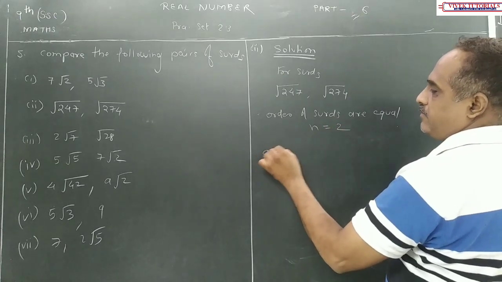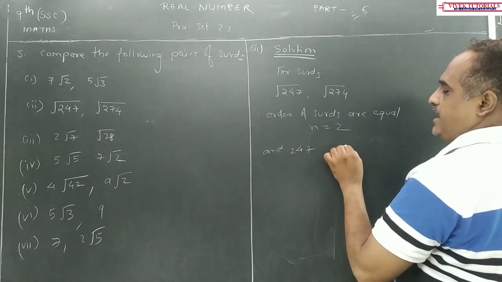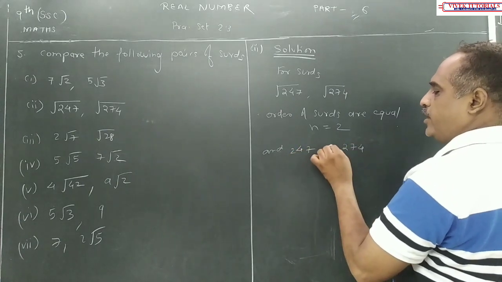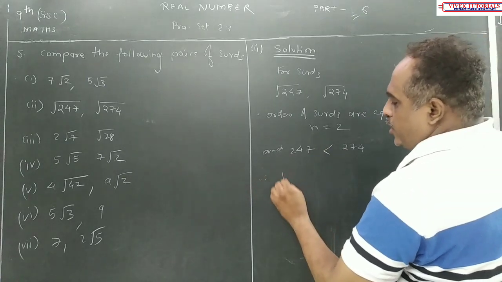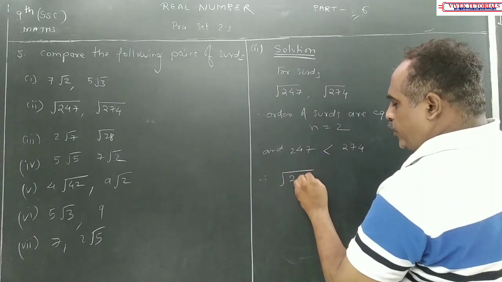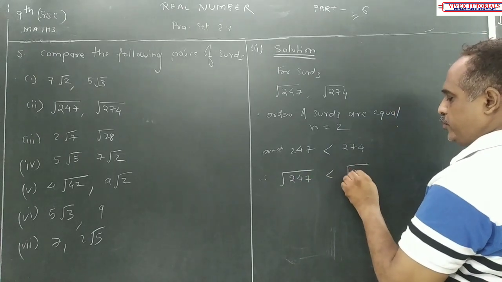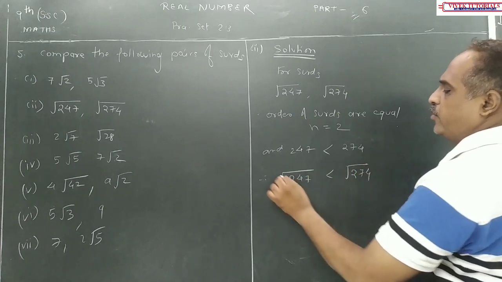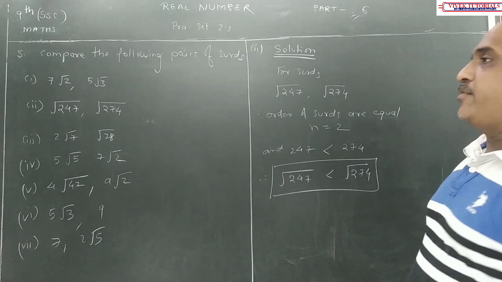And if I am comparing 247 and 274, which one is greater? 274 is greater. Therefore, root of 247 is smaller than root of 274. This is the comparison. It's a very simple question. Copy down it properly.